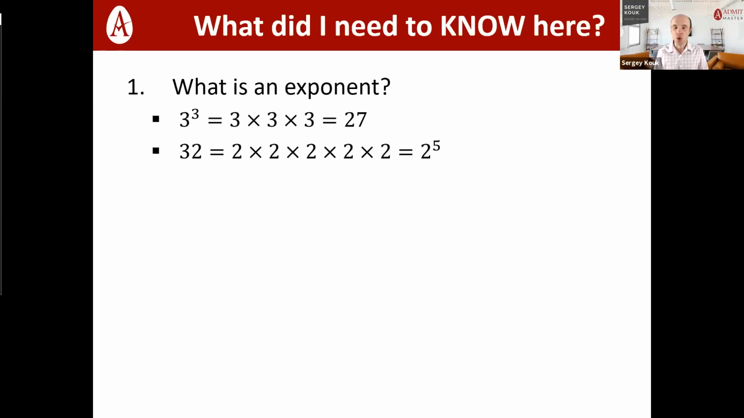So what else did we need to know? Well, what was an exponent? That was number 1. And of course, we needed to know how to add and multiply, right? These are very small numbers, so it's easy to multiply and easy to add.